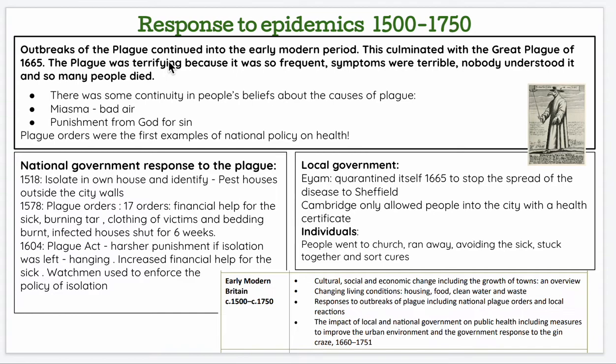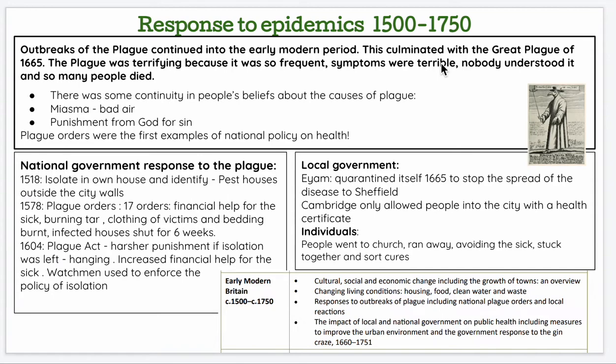Okay, and the most serious outbreak of the plague we see is in 1665, and at that point it's called the Great Plague. Now the plague's terrifying because of its frequency, the symptoms associated with it, and the fact that nobody understood what caused it, and so many people died.